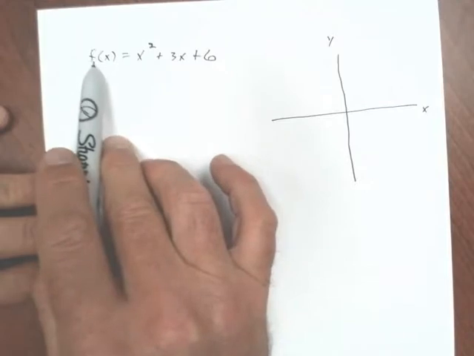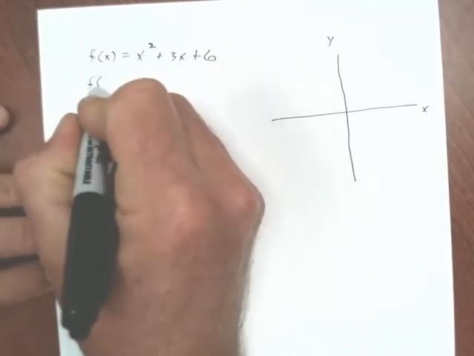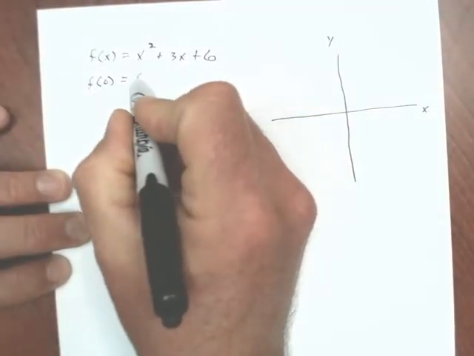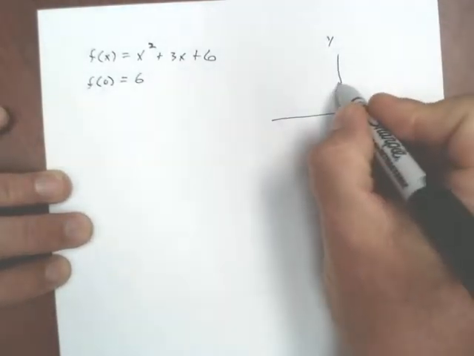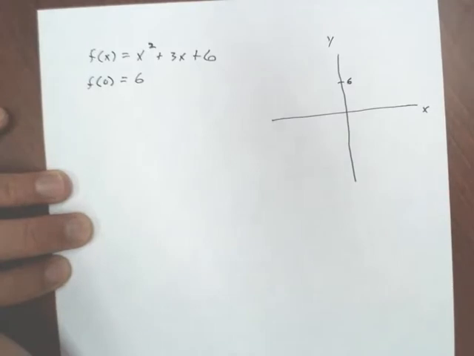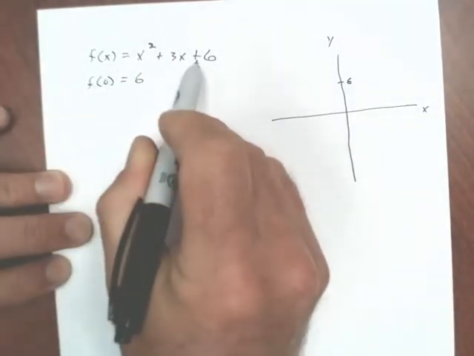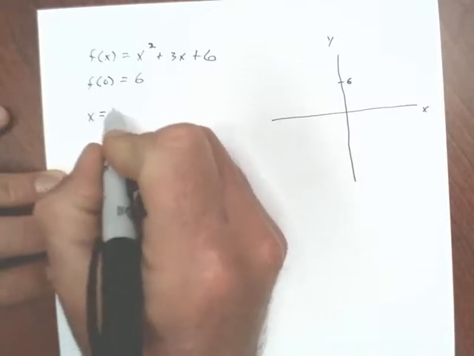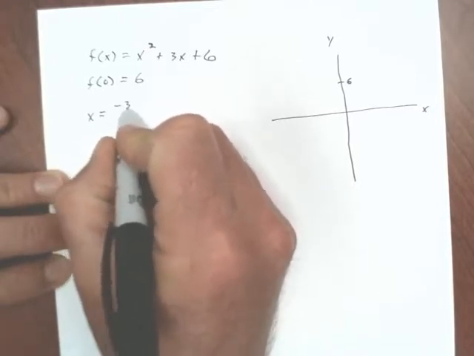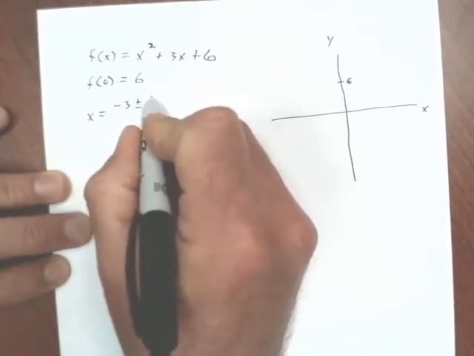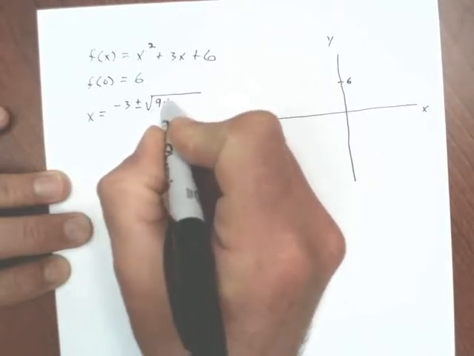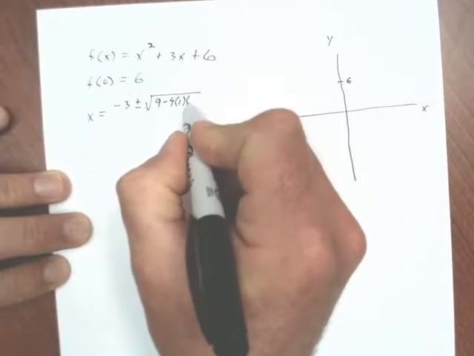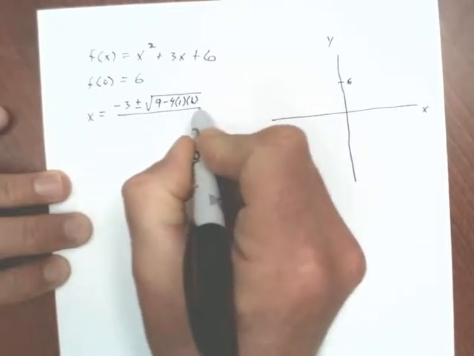So first we're going to do what we always do, which is set x equal to 0, solve for f of 0. That gives us 6. Now we're going to plug this into the quadratic formula like we always do and solve for x. This gives us x equals -3 plus or minus the square root of 9 minus 4 times 1 times 6, all divided by 2.